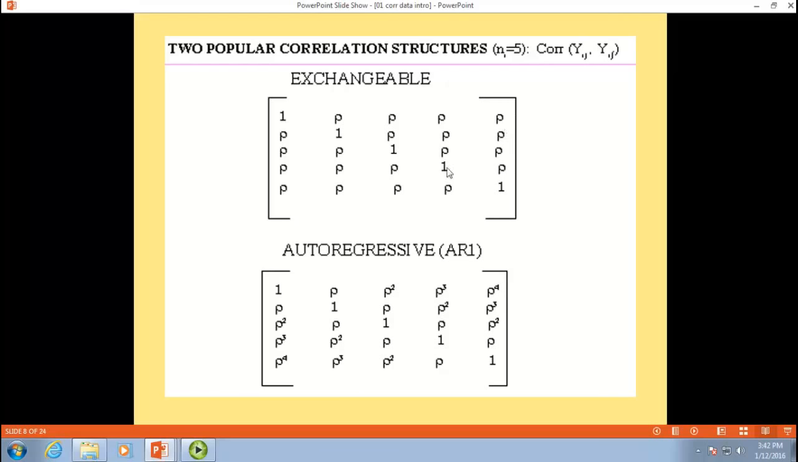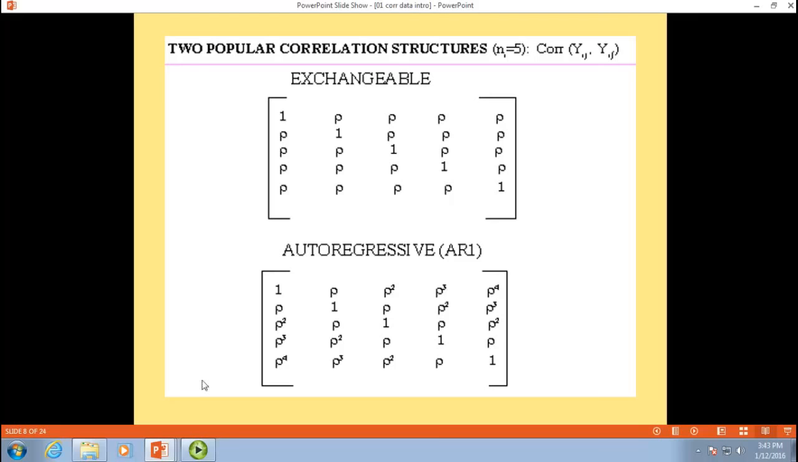This structure assumes that all the correlations are the same, regardless of whether you're talking about the first and second, the first and the third, the second and the fourth, whatever it is. Another term for this is exchangeable. Okay? So that's a choice. There's unstructured, there's independent, there's exchangeable. Oh, there's a million choices.